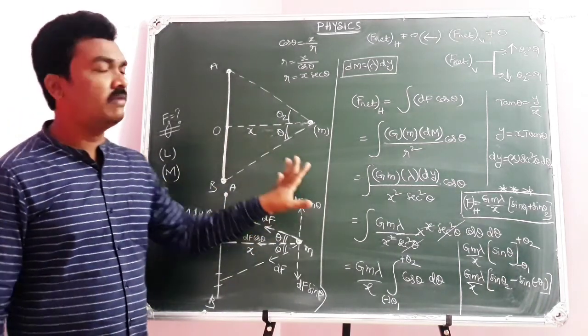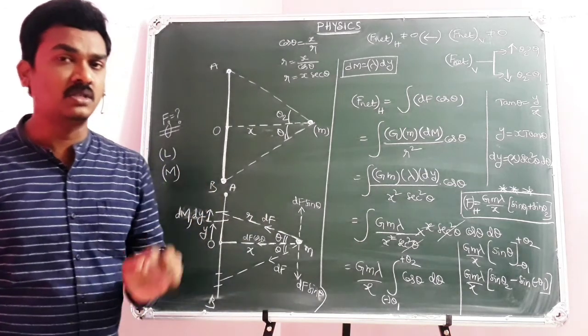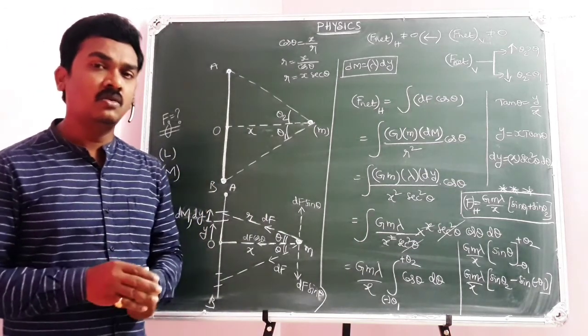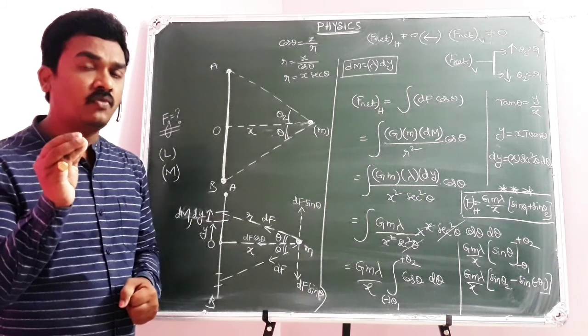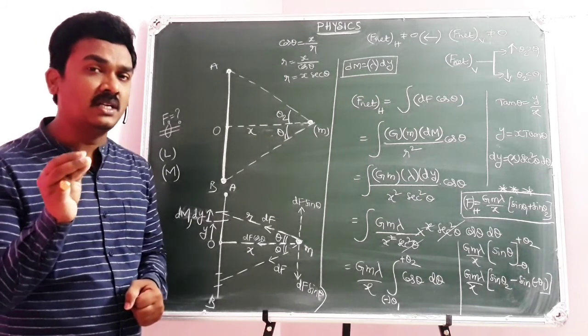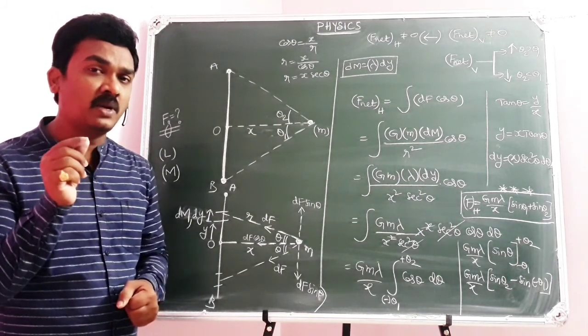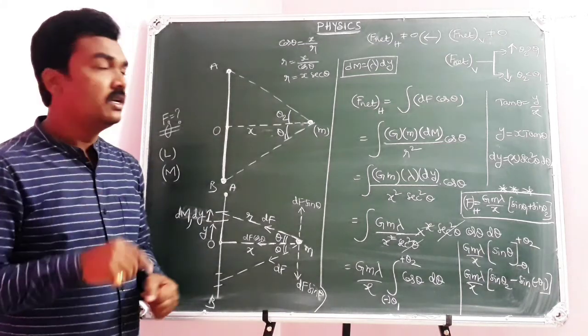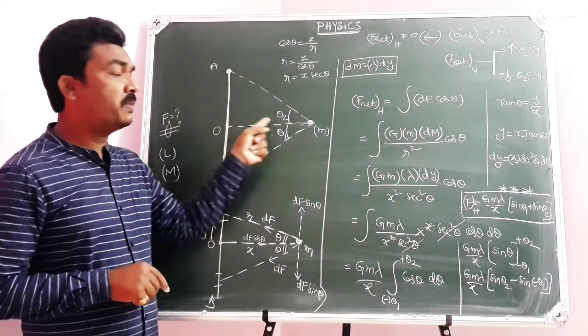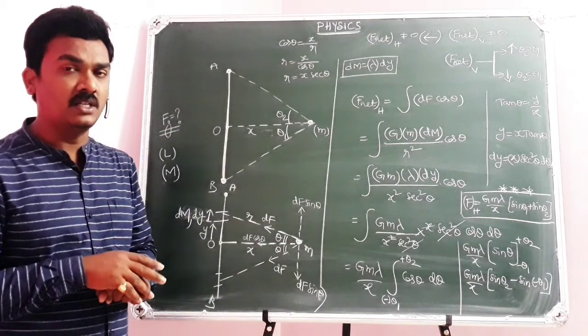See, these derivations no one will ask you. You need to remember the conclusions. In the last class, we dealt with the force of gravitation between the point mass and the rod, wherever the point mass is placed along the length of the rod. Here the point mass is placed perpendicular to the length of the rod. Remember, there is a difference.